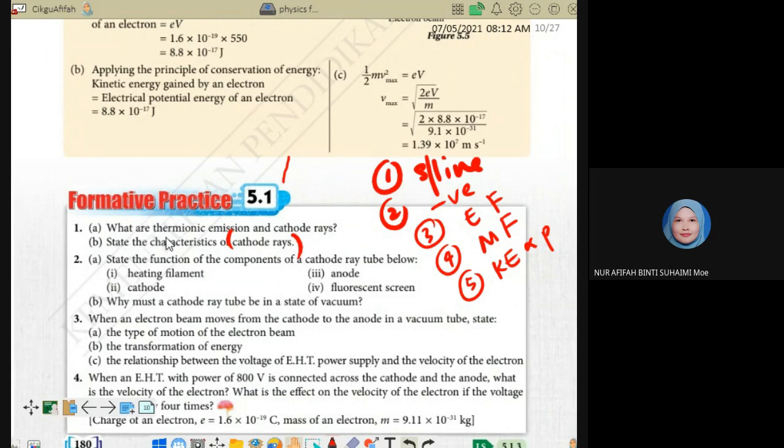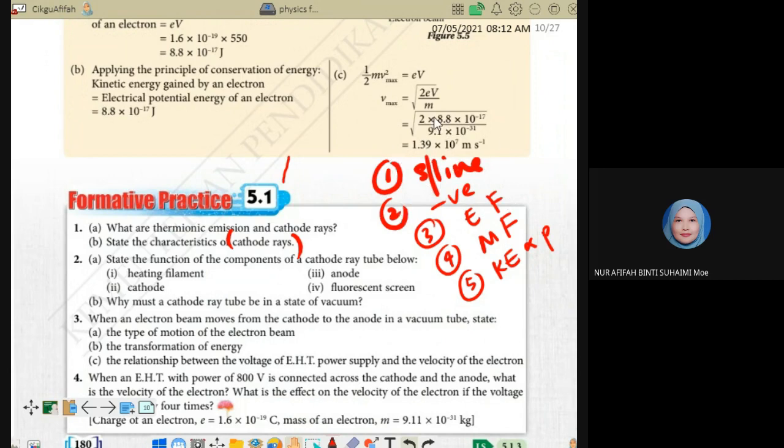Okay, the definition of thermionic emission: emission of free electrons from a heated metal surface. Cathode rays: the definition of cathode rays is a high-speed electron beam, or an electron beam that moves at high speed. Thermionic emission, emission of free electrons from a heated metal surface. And then the characteristics of cathode rays, we have at least 5 here. Number 1, they travel in a straight line.